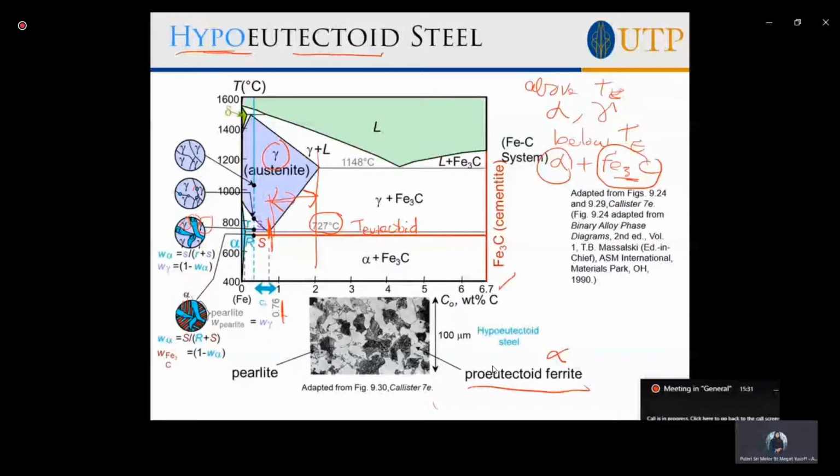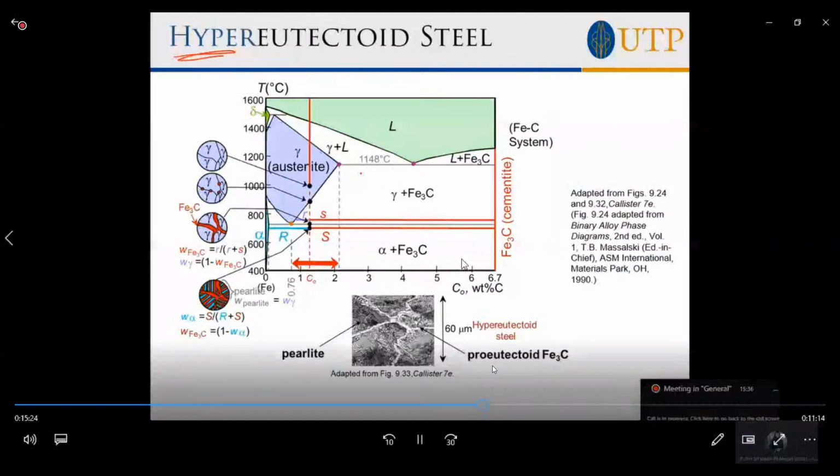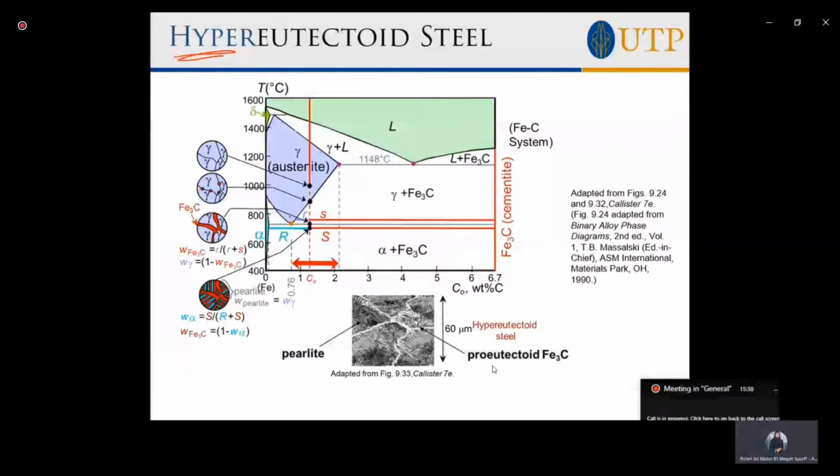Ini dia hyper. Okay, so hyper will be in this region. Now pick a place, so pick a line, and then start with gamma austenite. Sampai dekat sini, what are you going to grow? You're going to grow some cementite, because now you are bordering with this cementite and gamma. So gamma is already there, tapi cementite will come out.